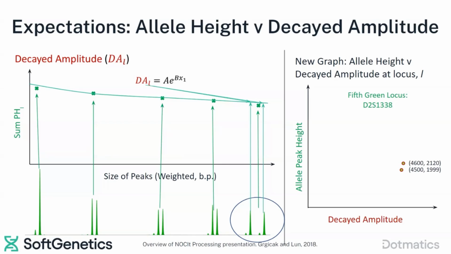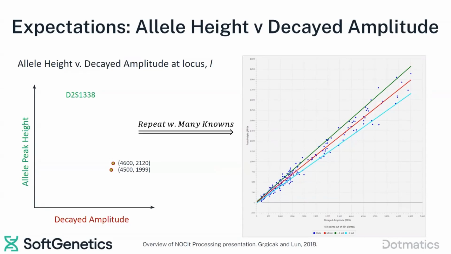So NOCIt calculates the decayed amplitude for the peaks and plots that value against the peak's allele height, as you can see in the graph on the right. So the software does this for all the peaks in the calibration data set, which you can see here as the little blue dots. Then the software will generate a model based on that data, and it'll use that to analyze the unknown mixture samples.